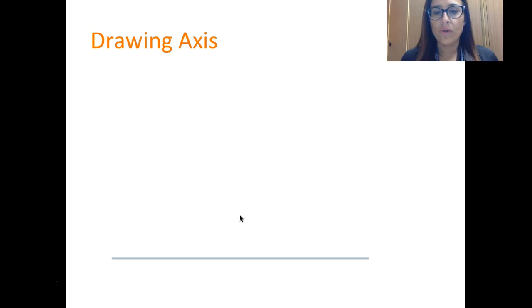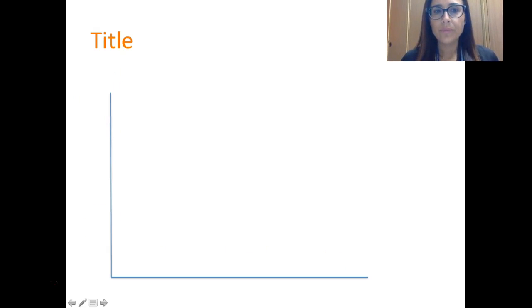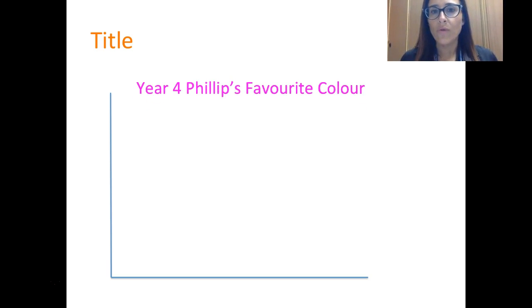There is your horizontal axis, and here is your vertical axis. See, it looks like a big capital L. The next thing you need to do is give your graph a title. Since we're looking at Year 4 Philip's favourite colour, that is what our title will be. Year 4 Philip's favourite colour.